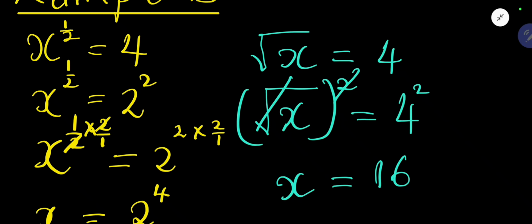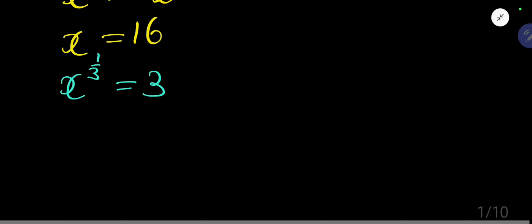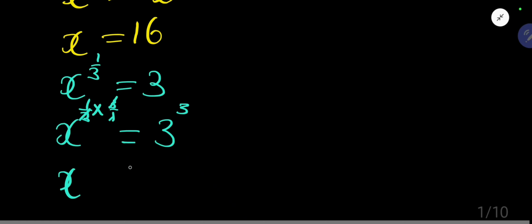Another example quickly. Let us consider x exponent 1 over 3 equals 3. How are you going to approach this one? Same approach. You say x exponent 1 over 3 times its reciprocal, which is 3 over 1, equals 3 exponent 3 over 1. Remember, 3 over 1 is the same as 3. Then this 3 will cancel the 3, the 1 will go away with 1, and your x will be 3 exponent 3, which is 27. Simple as that.